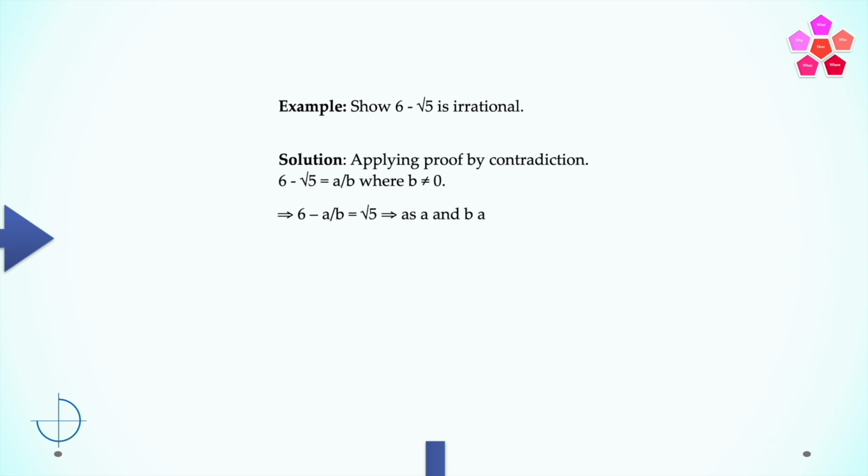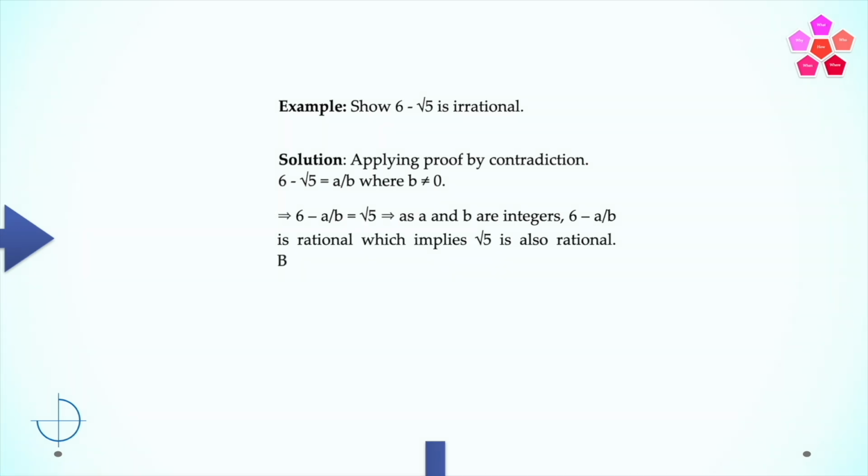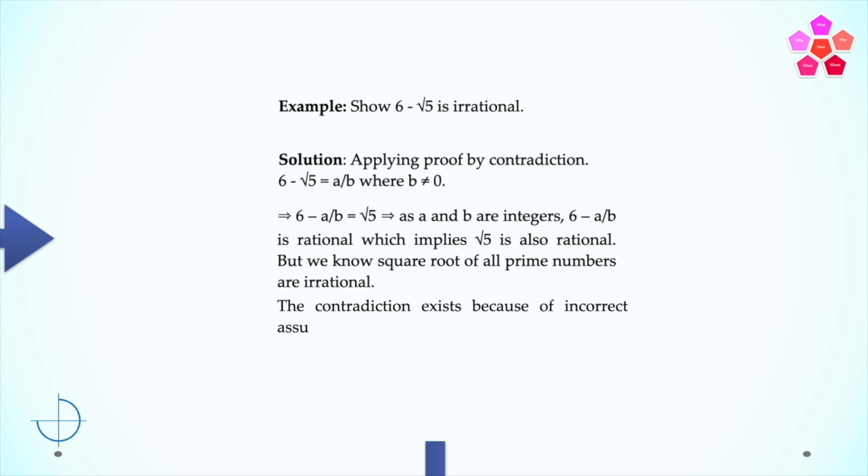As a and b are integers, 6 minus a by b is rational, which implies root 5 also should be rational. But we know square root of all prime numbers are irrational. The contradiction exists because of the incorrect assumption that 6 minus root 5 is a rational number. Thus we proved that 6 minus root 5 is an irrational number.